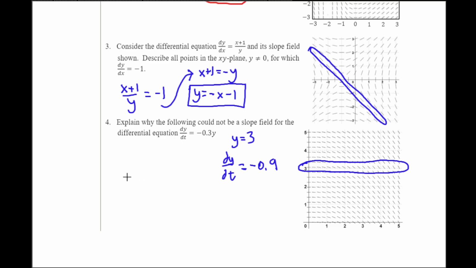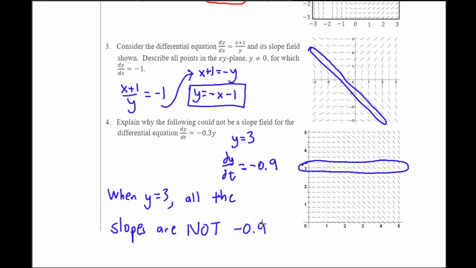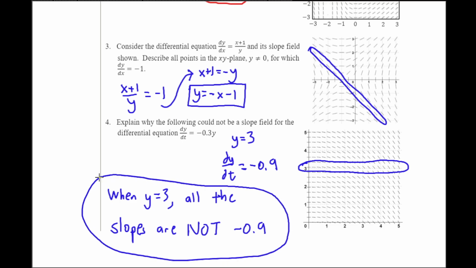And you can write that out however you'd like. You could just say, like, when y is equal to 3, all the slopes are not -0.9. Again, there's different ways you can word this, different points you could have picked. If you're unsure when you're doing the practice, please let your teacher know just to check it over. You can start the practice.